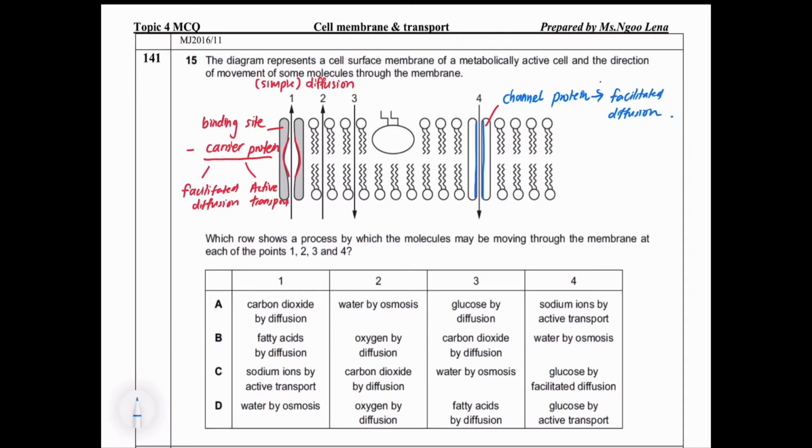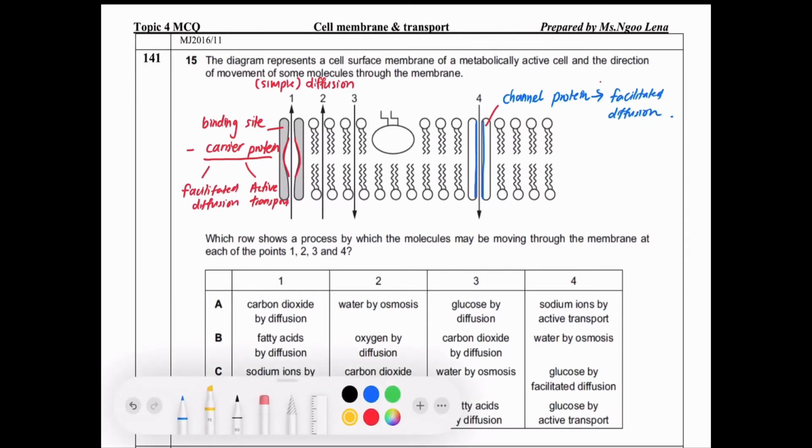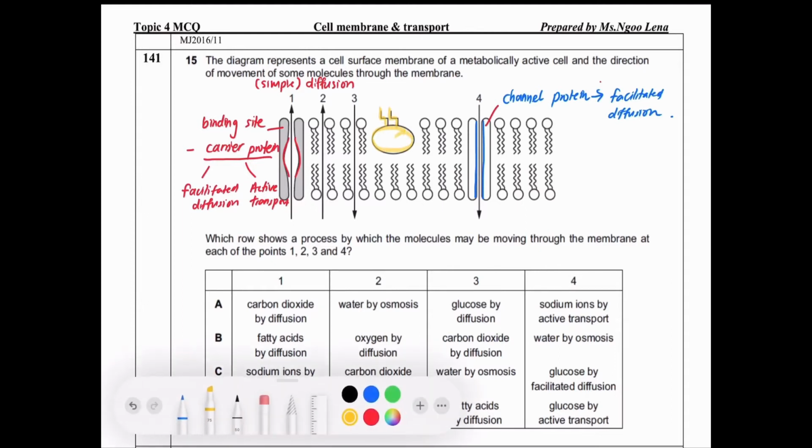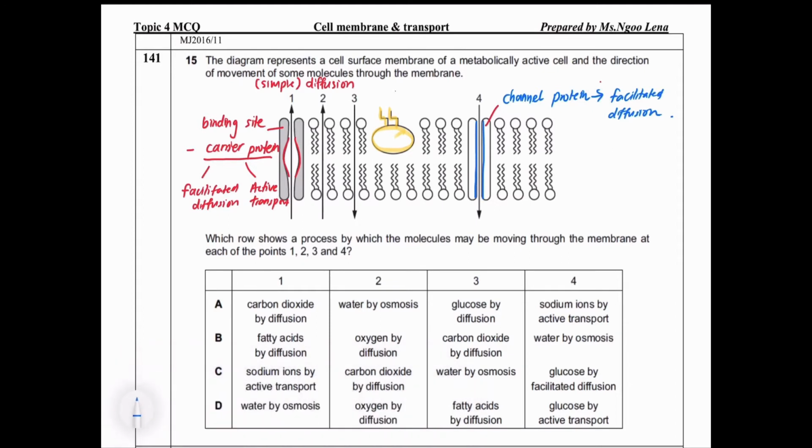So how about this structure over here? If the question asks about this, it's most likely a glycoprotein, with these chains of carbohydrate protruding out from a protein.